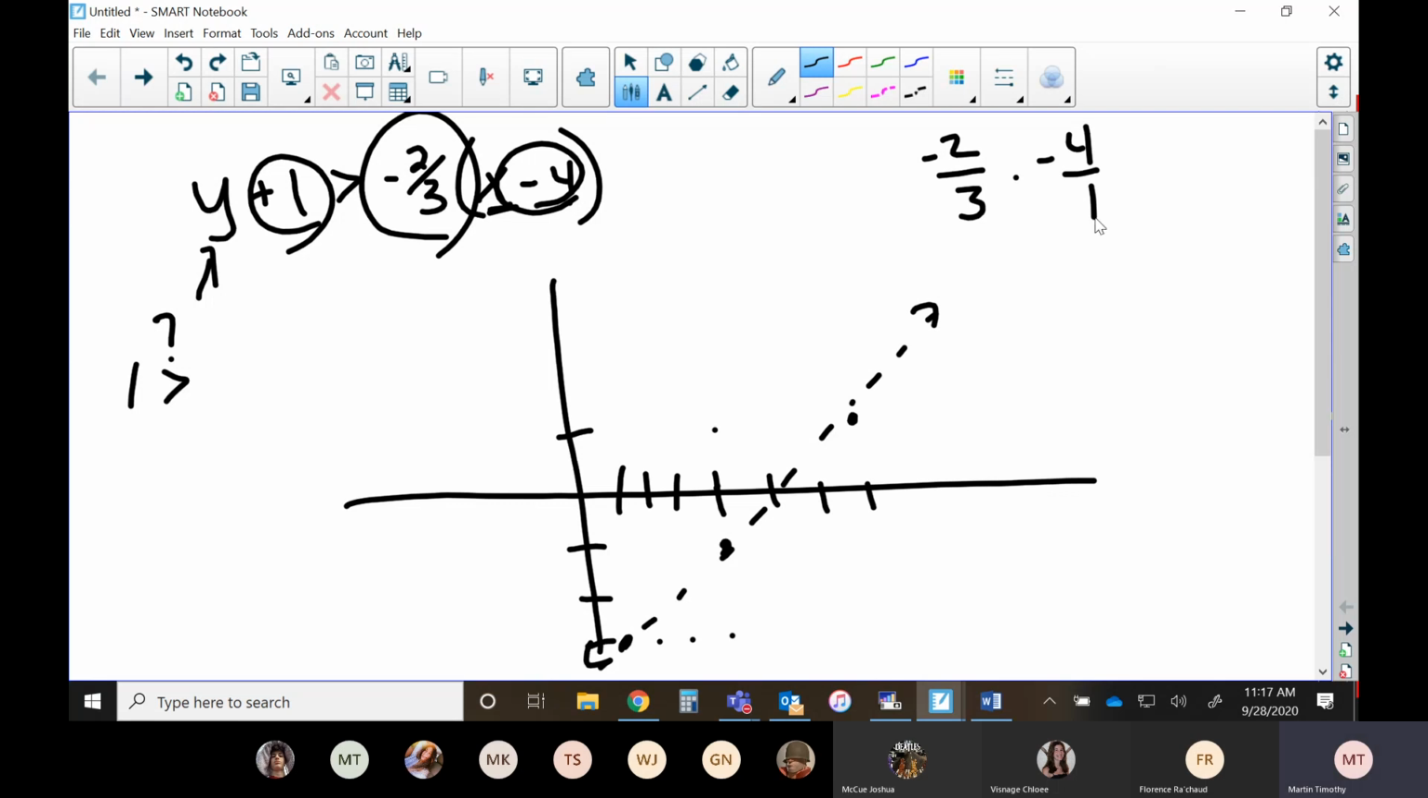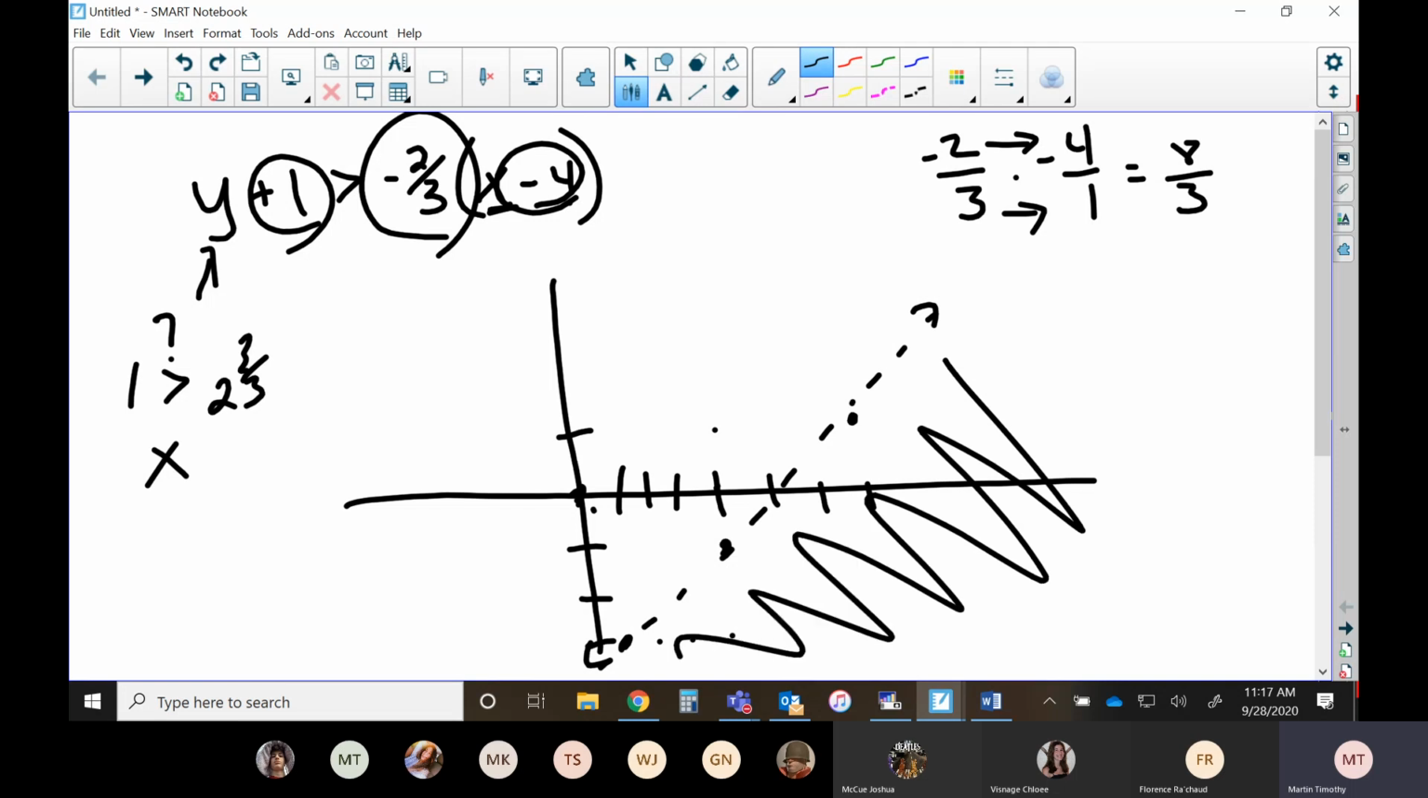I made the 4 a 4 over 1 because when you multiply fractions, top times top, bottom times bottom, yes? What's a negative times a negative? An 8 over 3, yes? Which is really 2 2/3. Do you guys understand how I did that? I would actually rather you leave it as 8/3, but for this, I want to compare it to 1. And obviously I know that this is false. 1 is not greater than 2 2/3. So that means 0, 0 is on the what side? False side, so I would shade the opposite side.